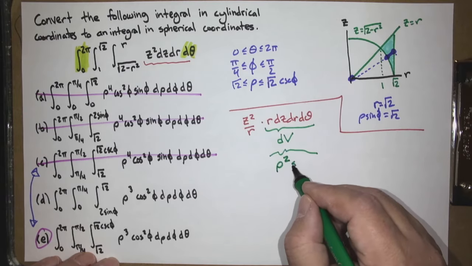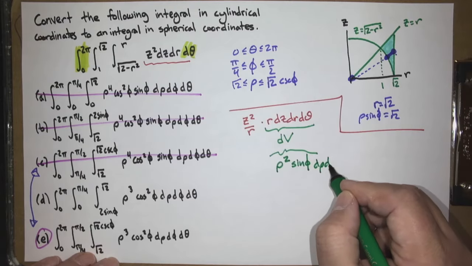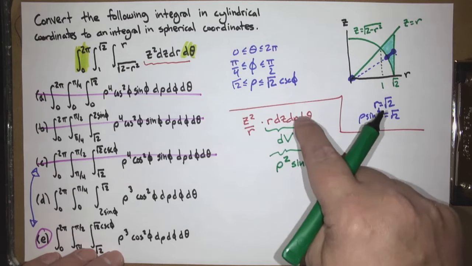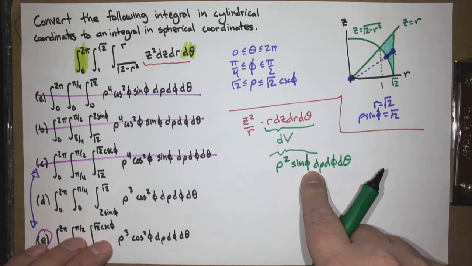Rho sine of phi d rho d phi d theta. Or you look it up. That also works. All right. So that's the part on the end. You have to add the R to get that in.